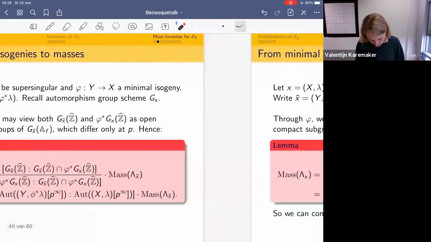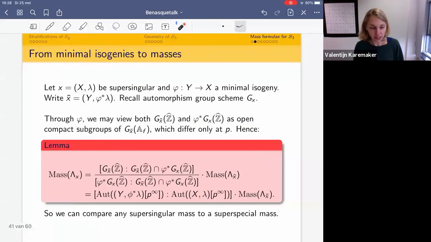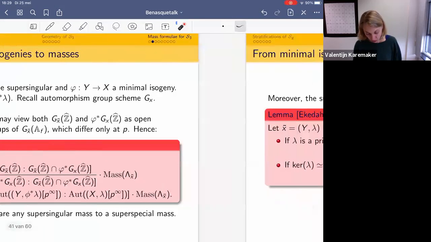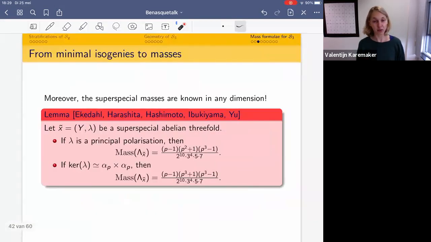So in other words, we can compare any supersingular mass to a superspecial mass. And the reason that this is useful is that all of the superspecial masses are known. Otherwise, we would still not be anywhere closer to our goal, but they are known, in fact, in any dimension.